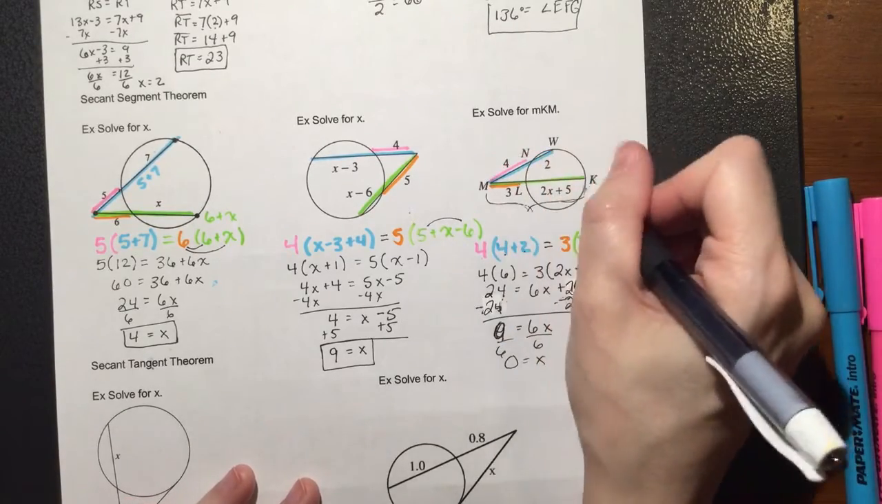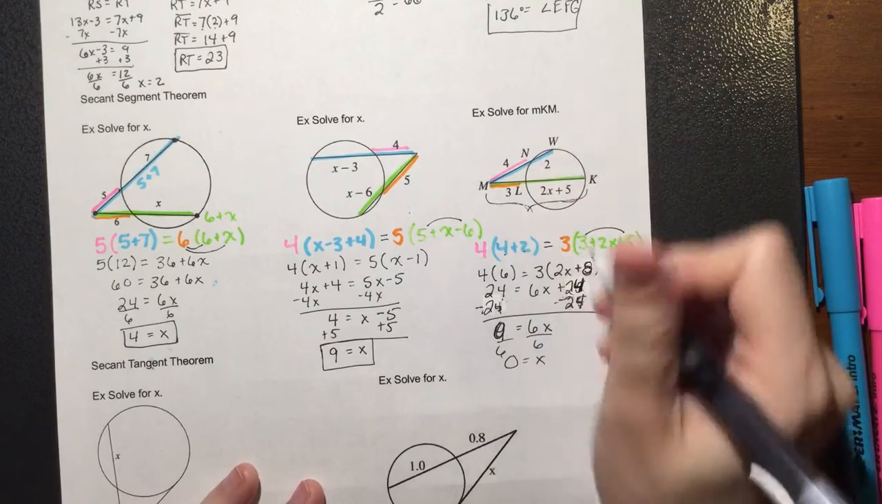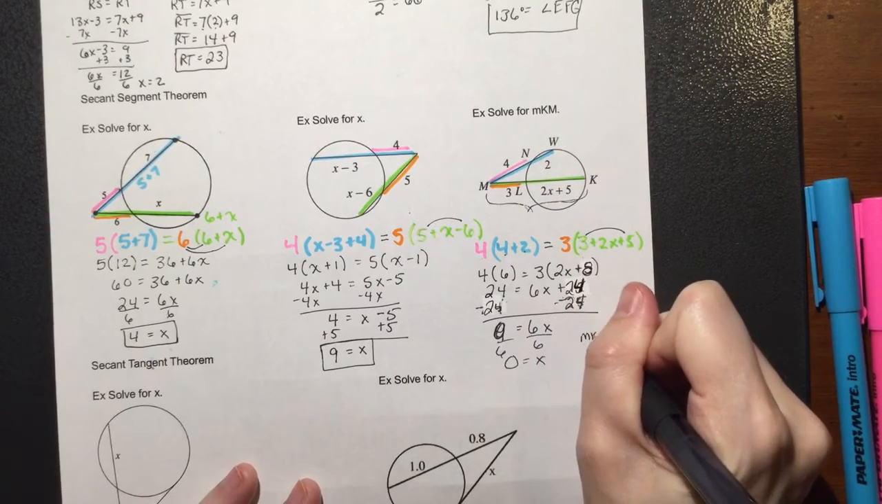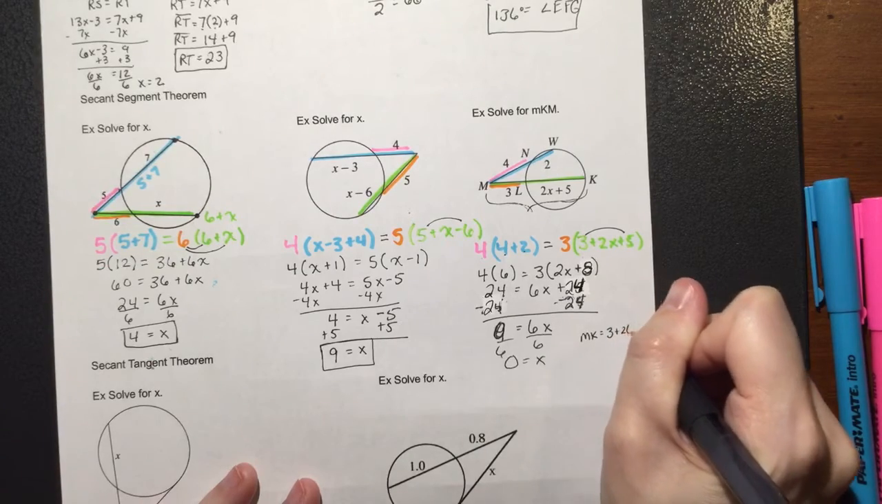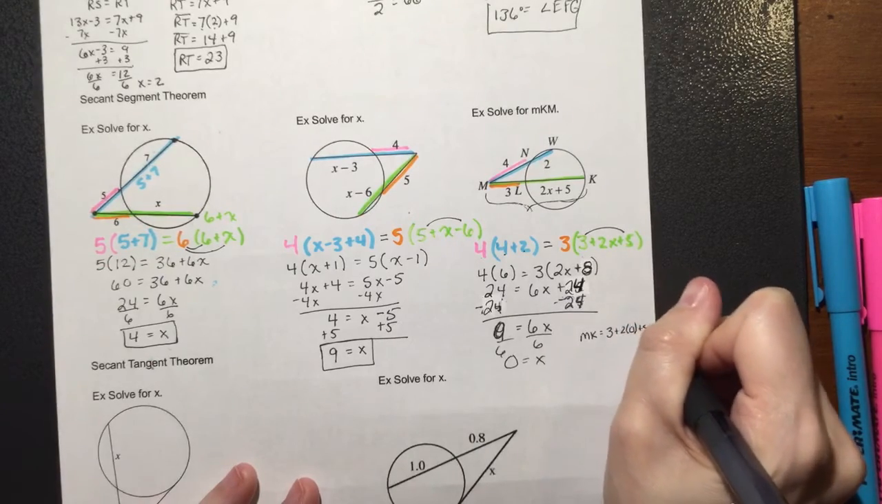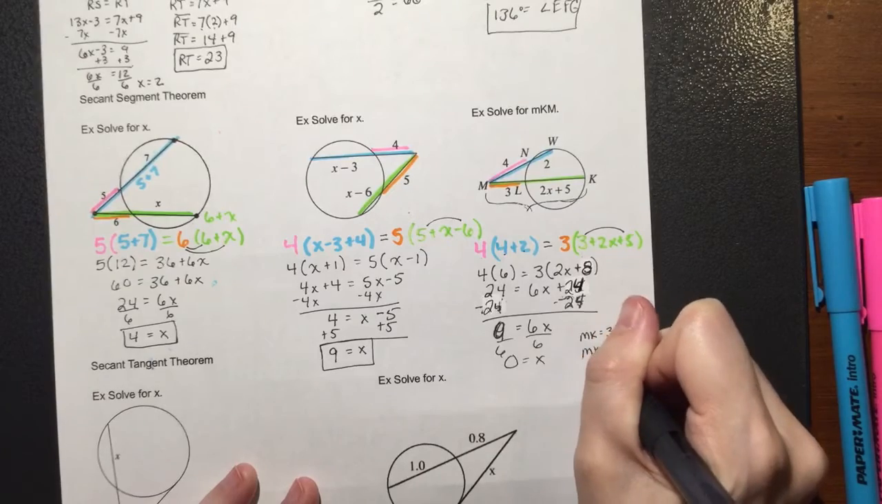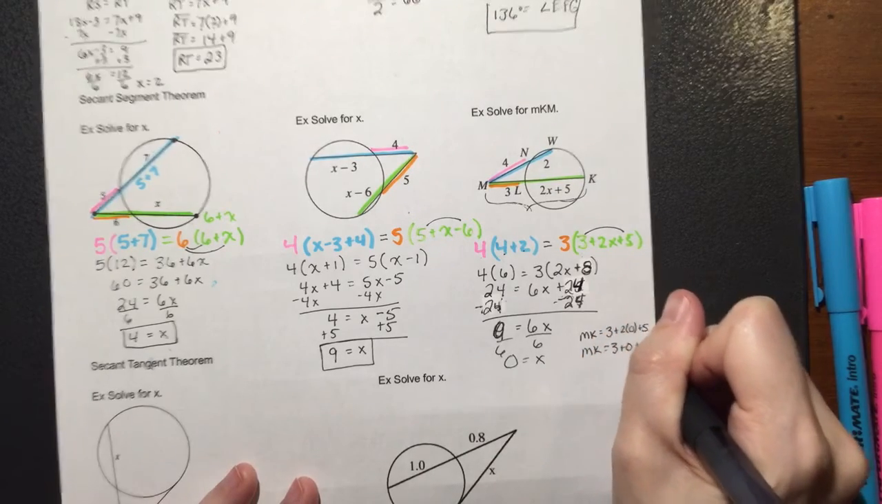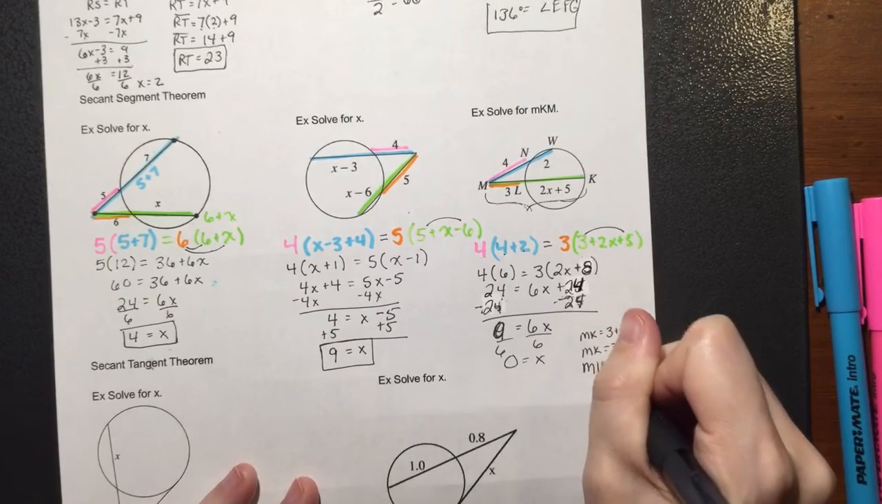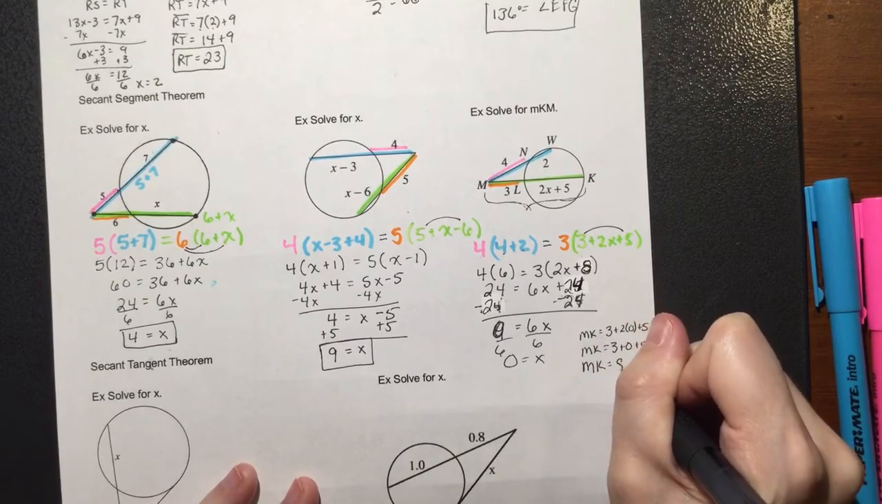So it wants the whole thing of mk. So we're going to do mk is going to be equal to 3 plus 2 times 0 plus 5. So mk is going to be equal to 3 plus 0 plus 5. mk is going to be equal to 8.